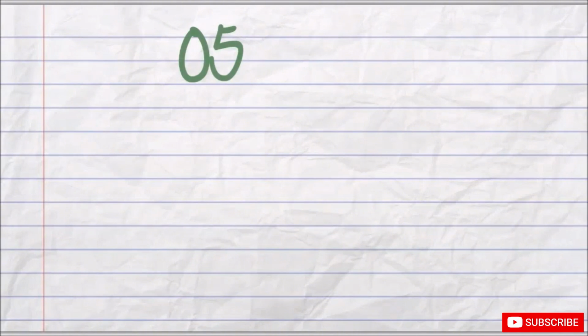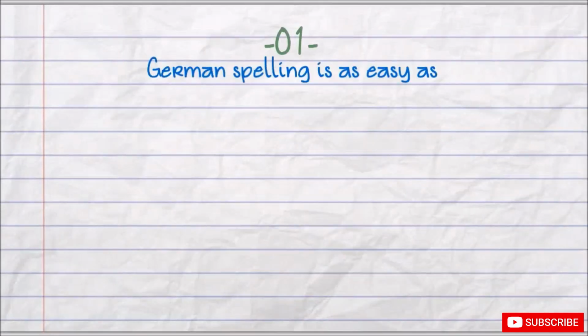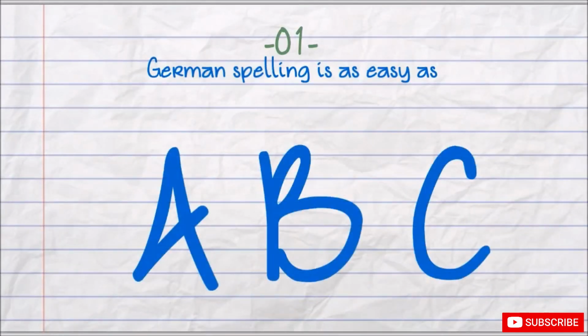Welcome to the German alphabet course. I thought I'd start you off with 5 facts about this course. Fact number 1. German spelling is as easy as ABC, because that's what it is. We have got the same letters as in the English alphabet, A, B, C, D, E, all the way up to Z, except that they're not pronounced exactly the same. Some of them are pronounced completely different, some of them are pretty close, and some of them actually are almost the same as in the English alphabet. So really, it is easy.